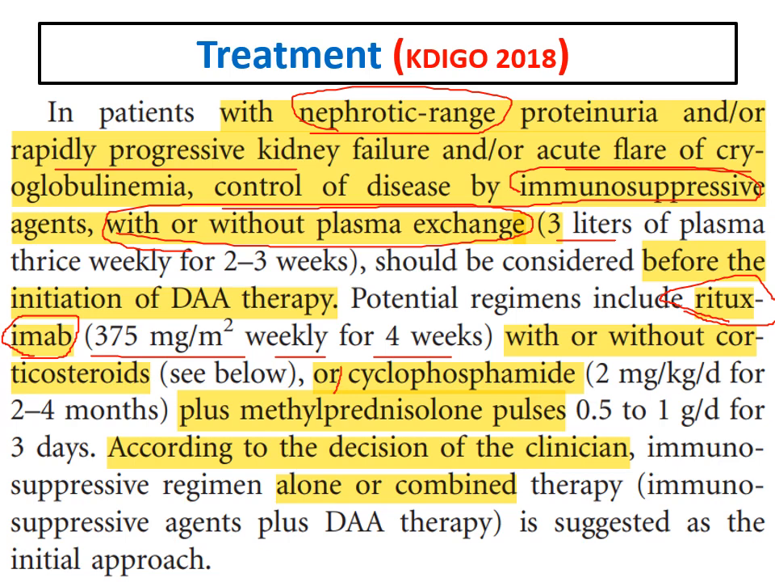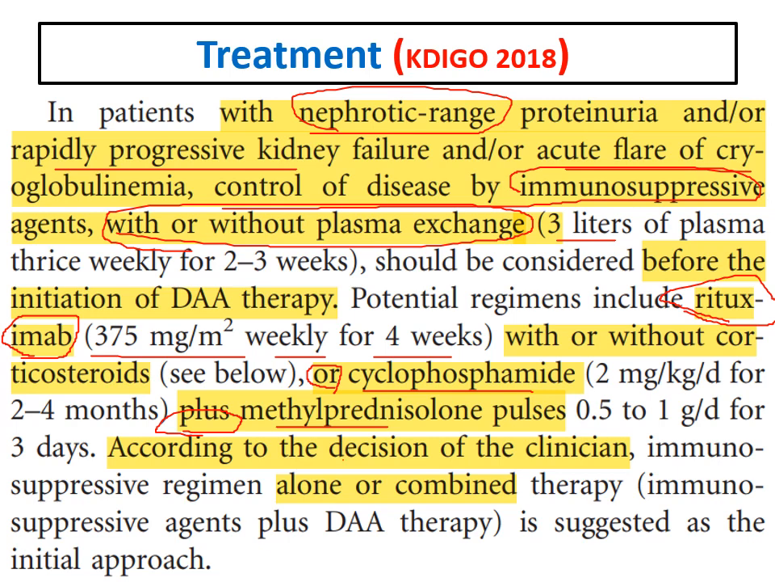The second regimen, if rituximab is not available, is cyclophosphamide 2 mg per kg per day for 2 to 4 months plus steroids, usually methylprednisolone pulse 0.5 to 1 gram per day for 3 days. So we have 2 regimens: rituximab alone or with steroids, or the second regimen, cyclophosphamide and steroids.